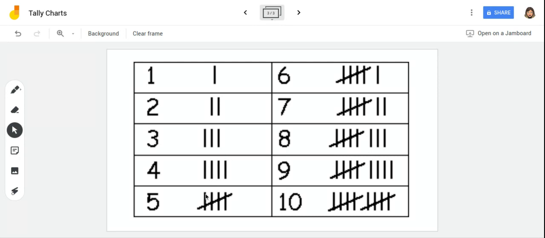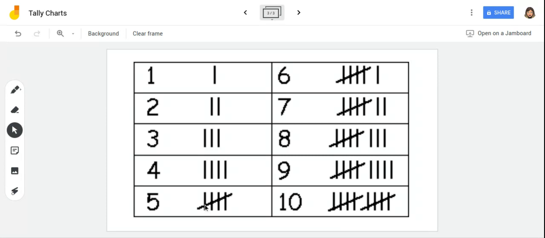But when I get to 5, I do 1, 2, 3, 4 strokes, just up and down lines. And on the 5th one, I go across. So I like to sing a song. 1, 2, 3, 4, number 5 shuts the door. So picture that line's closing it off.